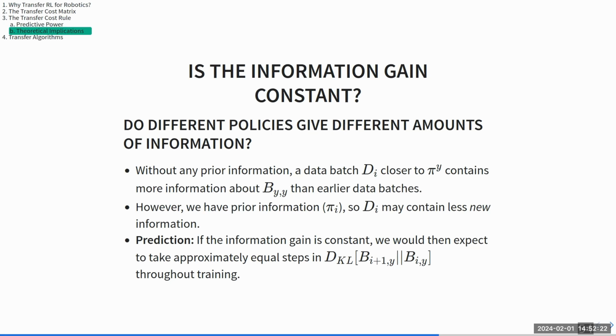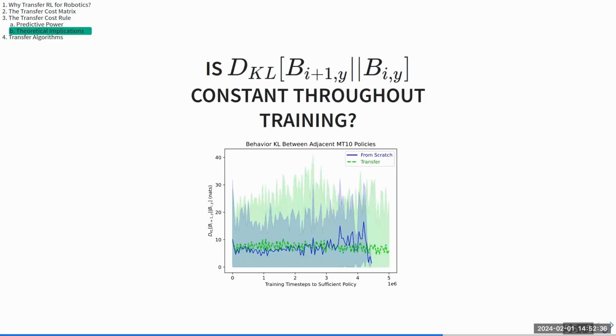So we shouldn't see the behavior distribution suddenly rapidly shrink at the start or at the end of training, or suddenly rapidly move. We can definitely imagine settings where it tapers off rapidly, or it increases at the end as we get close. But what we observe in practice is it is fairly constant, although noisy. So here the blue line is KL divergence between adjacent policies during from-scratch runs, and the dashed green line is KL divergence between adjacent policies during transfer runs.